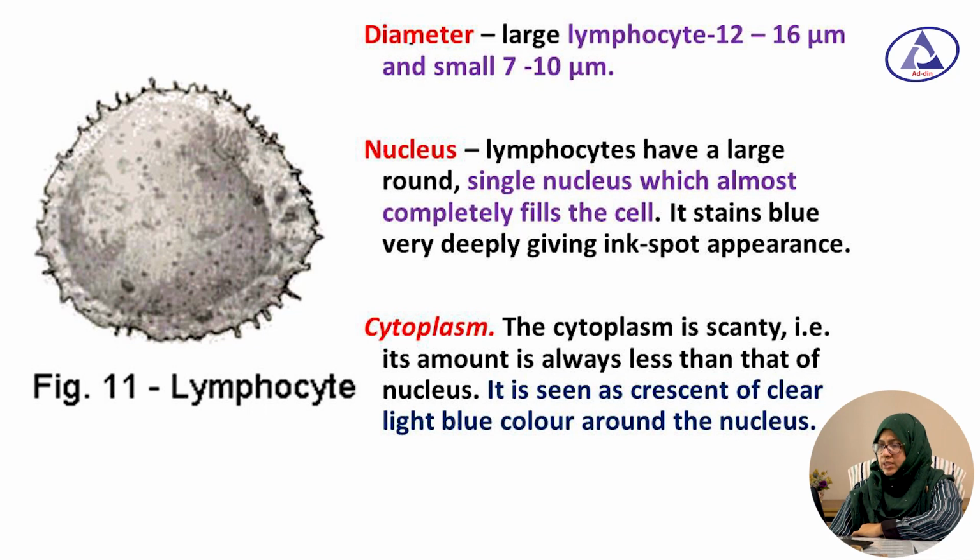Lymphocytes have a large round single nucleus which almost completely fills the cell. It stains deep blue, giving an ink spot appearance. The cytoplasm is scanty. Its amount is always less than that of the nucleus. It is seen as a crescent or clear blue line around the nucleus.